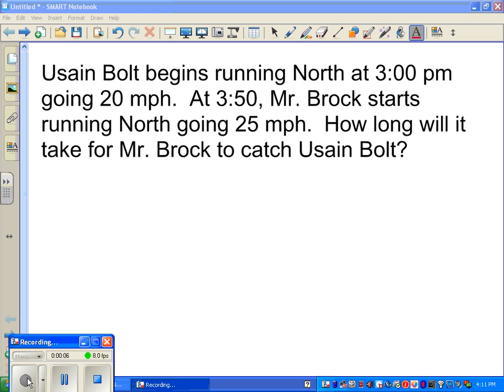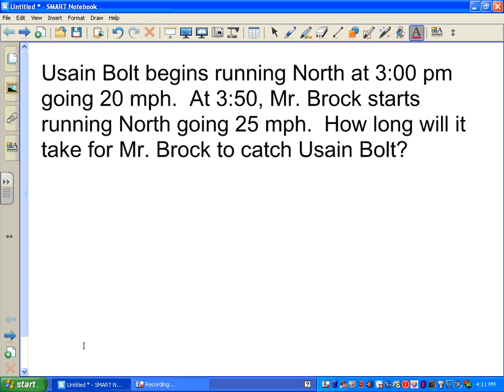I'm Mr. Brock, and I have a paltry algebraic dilemma for us today. This is a uniform motion problem, or as I like to call them, the trains, planes, and automobile problems. There are three types of uniform motion problems that we're going to deal with: the same direction, the opposite direction, and the round trip.